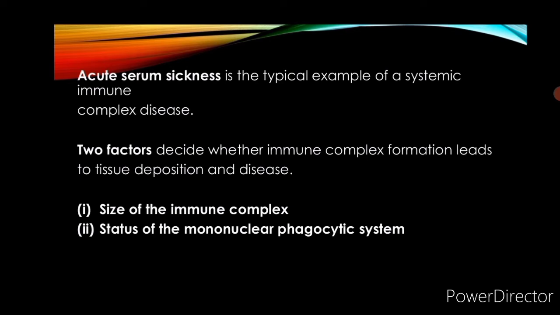And in the mononuclear phagocytic system, mononuclear phagocytic cells quickly remove very large complexes produced during antibody excess from the blood, making them generally harmless. The majority of pathogenic complexes are small or intermediate in size and develop as a result of antigen overload.